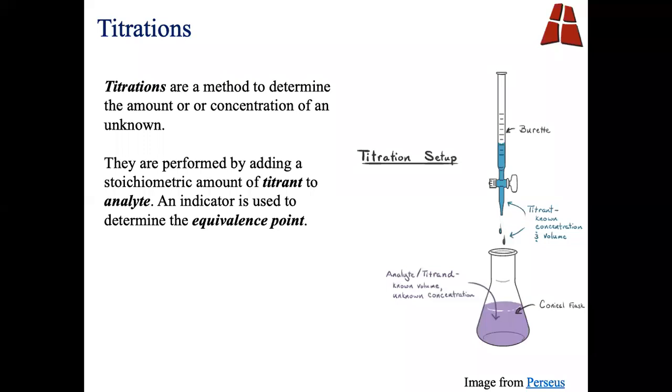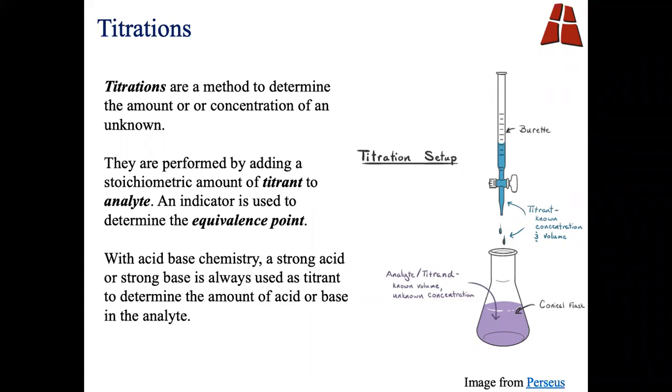In order to determine when the number of moles of titrant that we add equals the number of moles of our analyte, we typically use an indicator to determine our equivalence point, right? With acid-base chemistry, which is of course the unit we're in, a strong acid or strong base is always used as the titrant to determine the amount of acid or base that is the analyte. And so of course, if we were trying to determine how much of an acid we had, we would titrate with a base and vice versa.